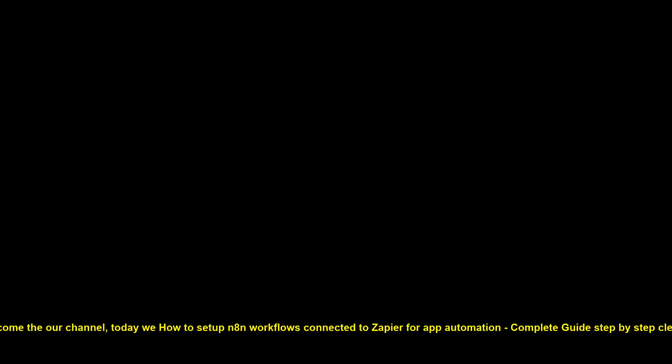Welcome to our channel. Today we'll show you how to set up n8n workflows connected to Zapier for app automation, a complete guide step by step, clearly. To set up n8n workflows connected to Zapier for app automation, begin by logging into your n8n account. If you don't have an account yet, create one by visiting the official n8n website.